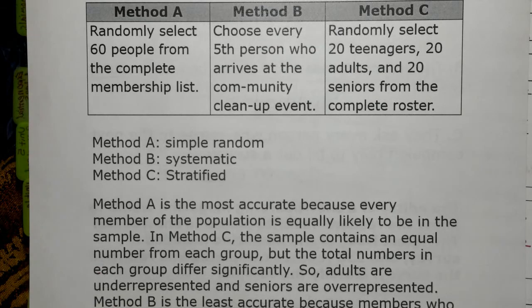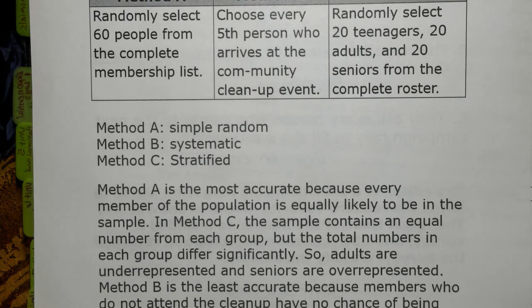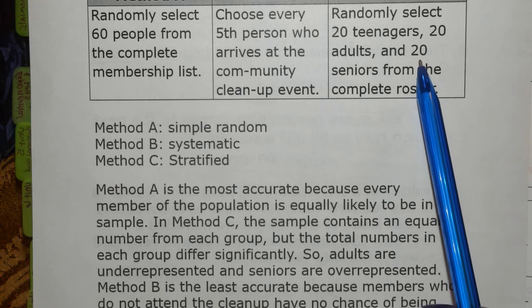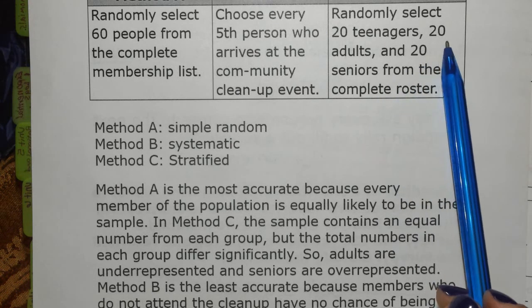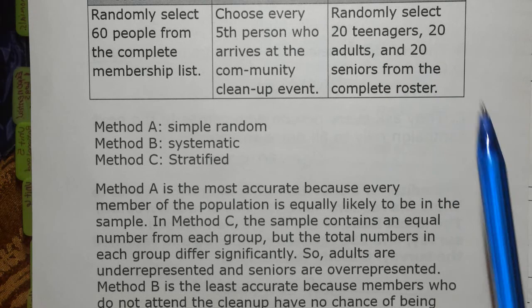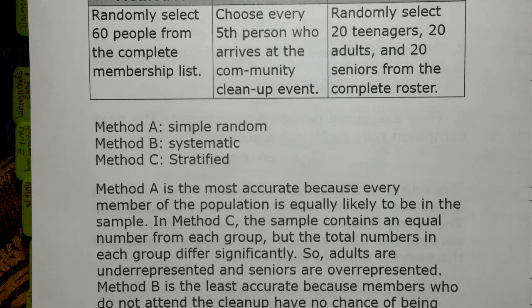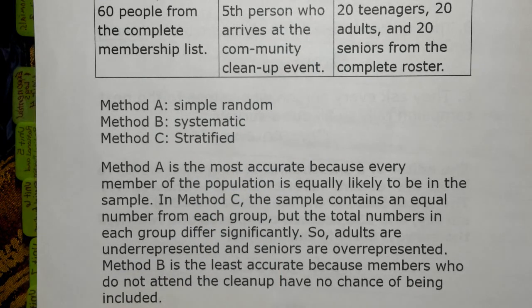So A will always be most accurate, the simple random. Okay? The stratified, you're going to overrepresent and underrepresent because seniors, there were only 31 seniors and you took 20 of them. So they're being overrepresented. And the adults, there were 103 and you took 20. So they are underrepresented. And then the B is least accurate because members who did not attend the cleanup have no chance of being included. All right, thanks, guys.